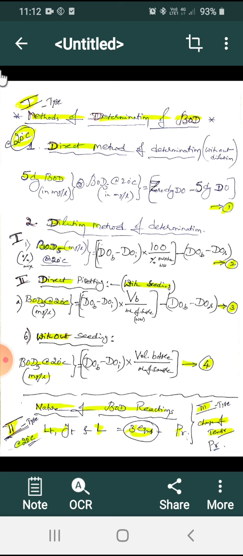Today we have almost completed module number 2. Today's class is class number 25, the Silver Jubilee class. Now only one or two topics are remaining in module number 2, that is the flow chart of a sewage treatment plant. Anyhow, we came to know so many things today.